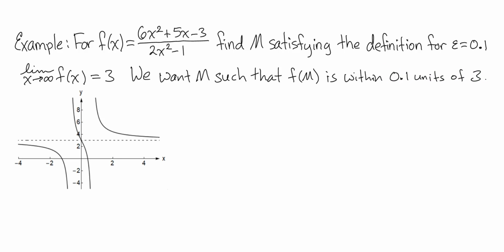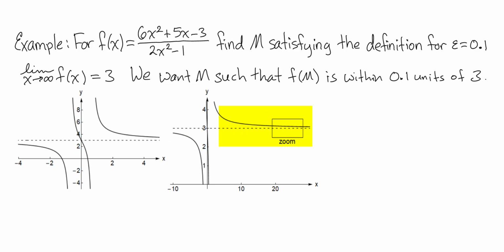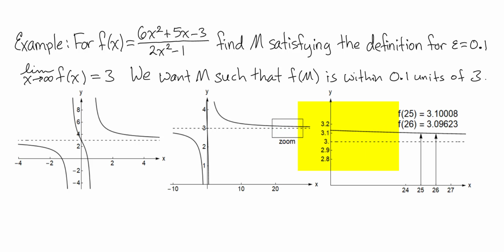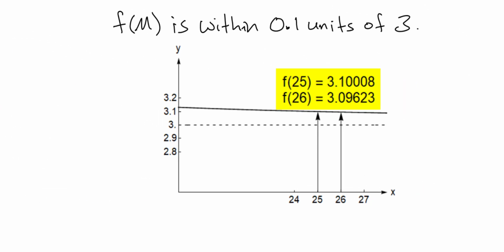So here is a graph of the function, and we can just kind of see overall what it looks like. Notice the horizontal asymptote. We're going to be focusing on the part as x goes to positive infinity. So we can see the graph approaching 3 coming down from the top. So let's zoom in here where things start getting even closer to 3. I've indicated a couple of values. When x equals 25, then our y value is 3.10008.